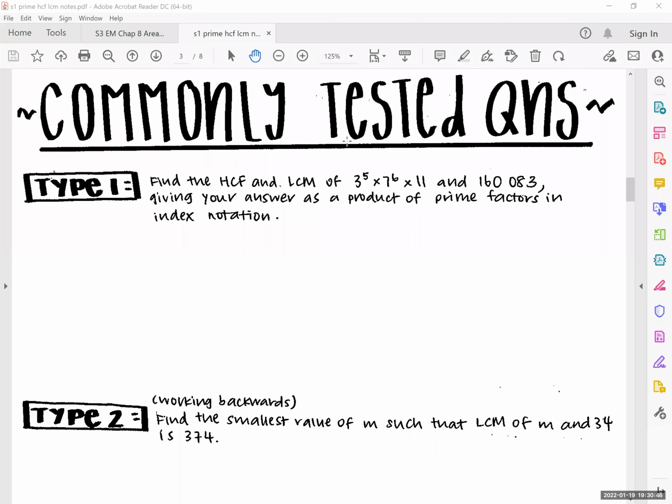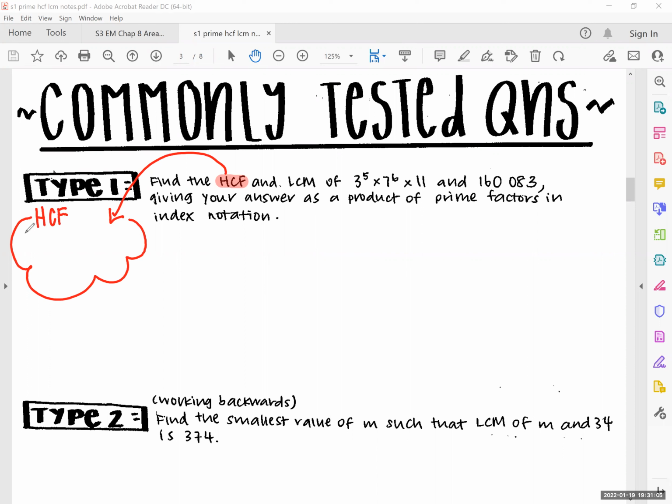Okay, so right now we're going to do HCF and LCM. These are usually the commonly tested questions. First things first, let's do a recall. Do you all remember last lesson we learned HCF, right? What is the strategy for HCF? What's the strategy of HCF that we learned?